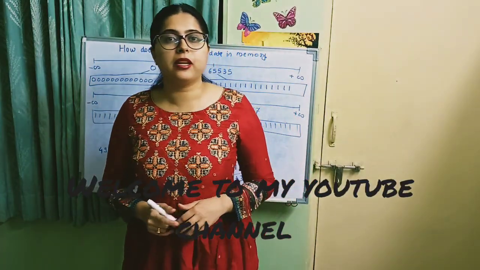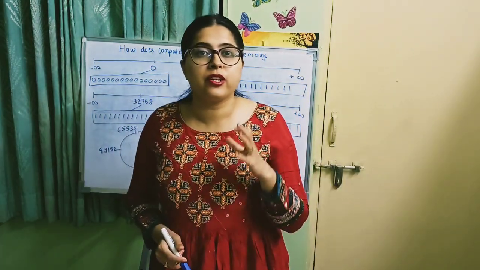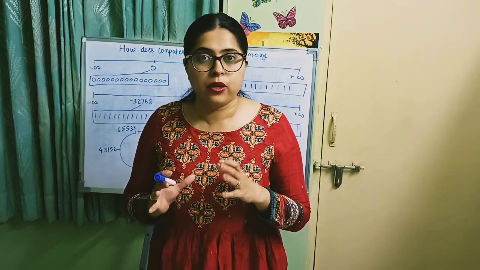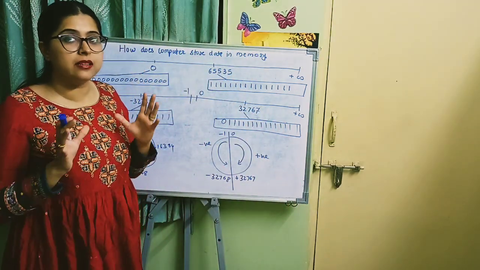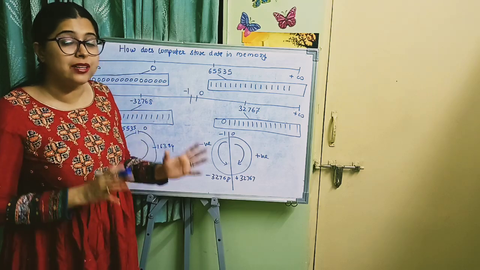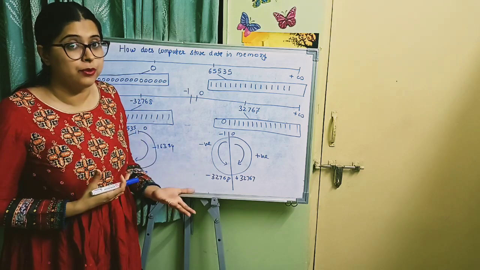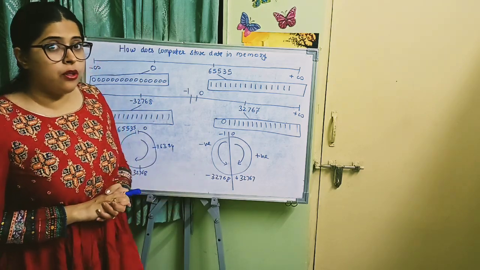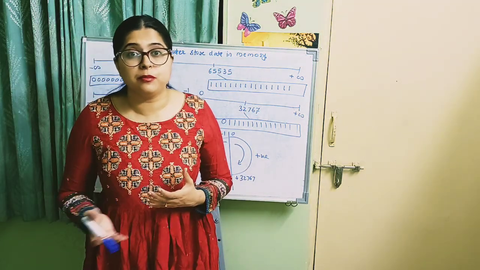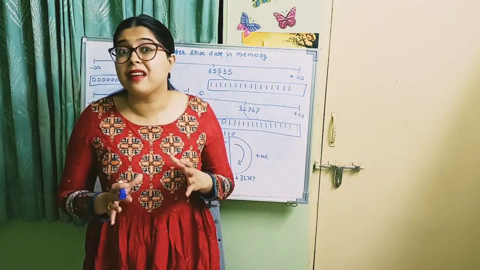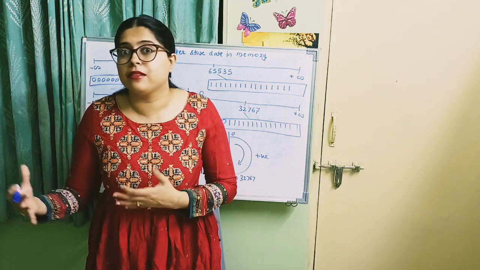Our today's topic is how does a computer store data in memory. We are going to discuss integers, unsigned integers, their ranges, what a data type is, and what the memory of a computer is. First of all, you must have heard of a 64-bit machine, 32-bit machine, 16-bit machine. What does that mean? What do you mean by a 64-bit machine?